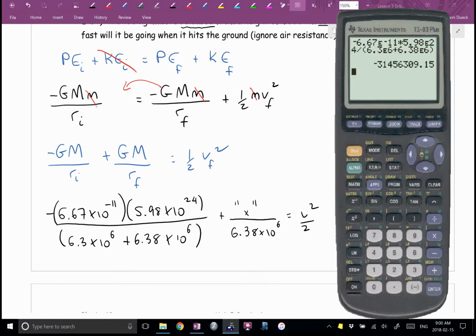I got a negative. Don't freak out. The negatives and positives, as long as you're careful with the numbers, they will all take care of themselves. If we want our final answer to be positive, it will work out that way. Do you get negative 314,563? That there? Okay. I'm going to write down about 5 sig figs worth. So I'm going to go negative 3.1456 times 10 to the 1, 2, 3, 4, 5, 6, 7.